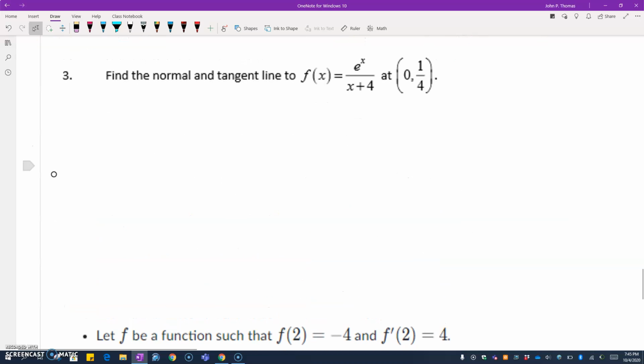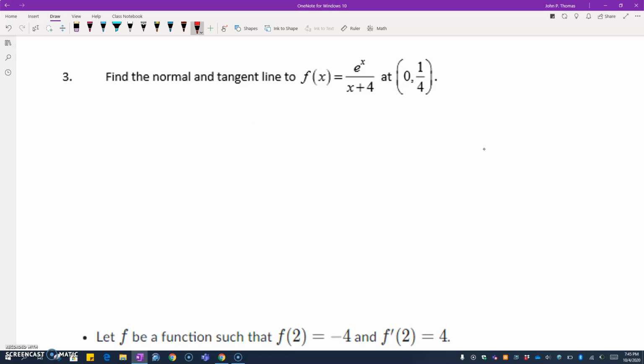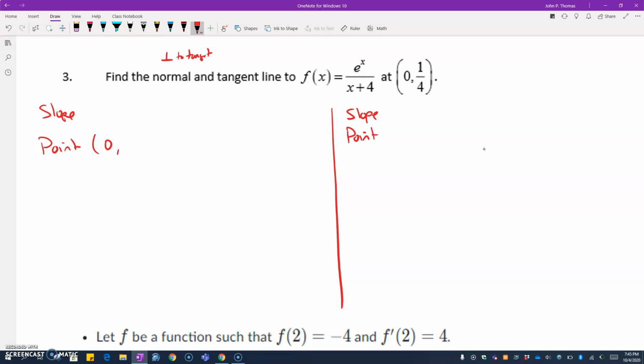So in 3, we've got find the normal and the tangent. So normal is perpendicular to the tangent. So we're going to find the tangent line and a line perpendicular to it at the point 0, 1/4. So as with anything, we need a slope and we need a point. And it's 2 lines that we're looking for here. So I'm going to set that up twice. So the nice thing here is the point they just explicitly gave us. It's 0, 1/4.